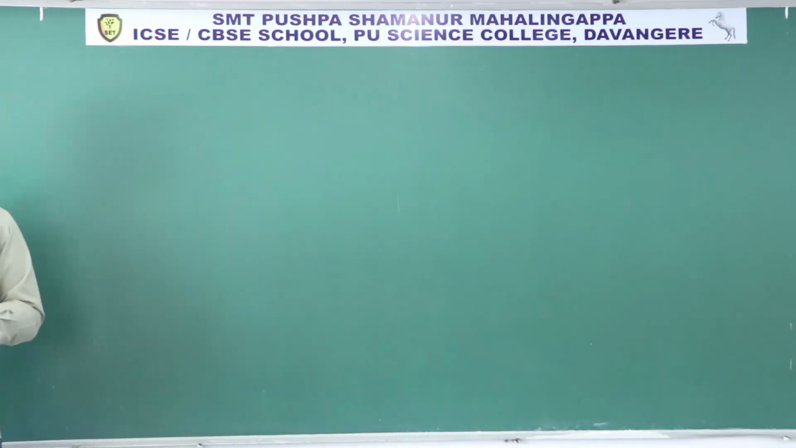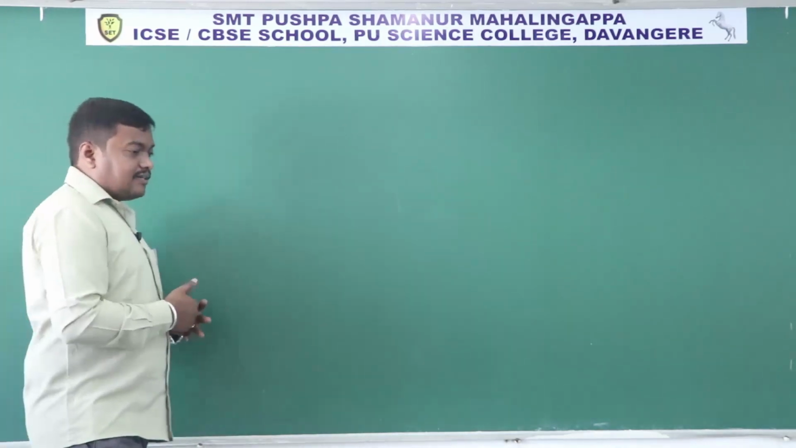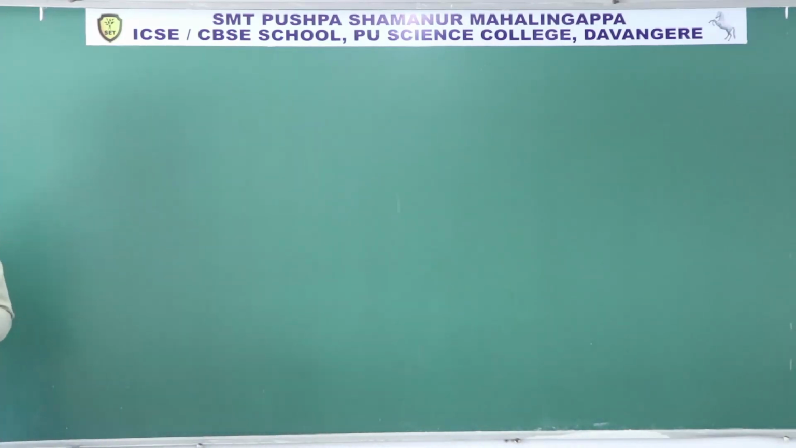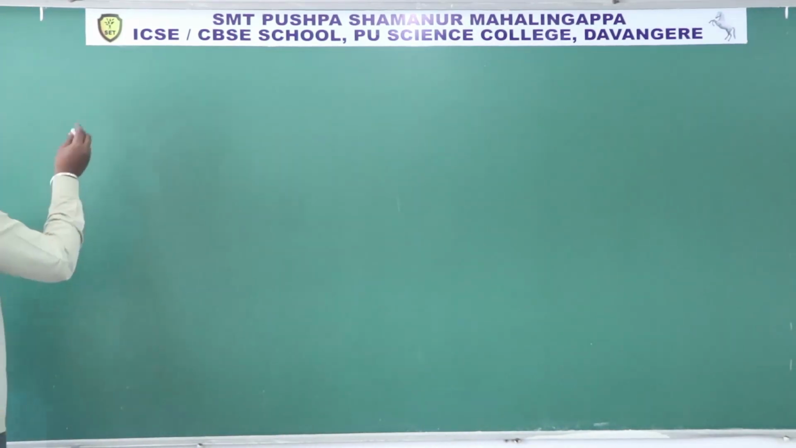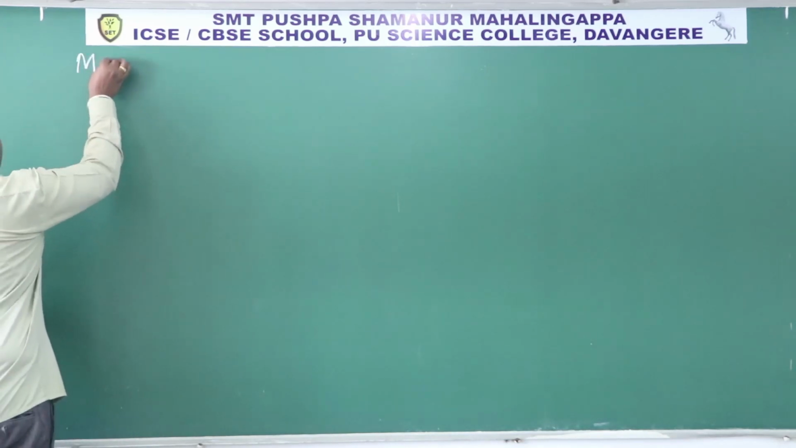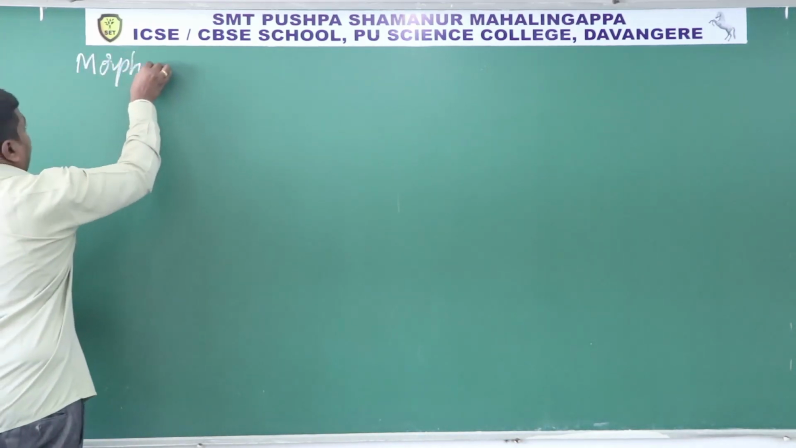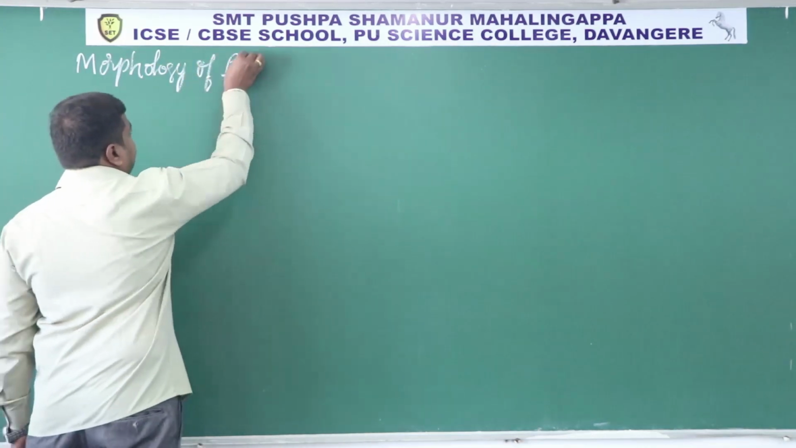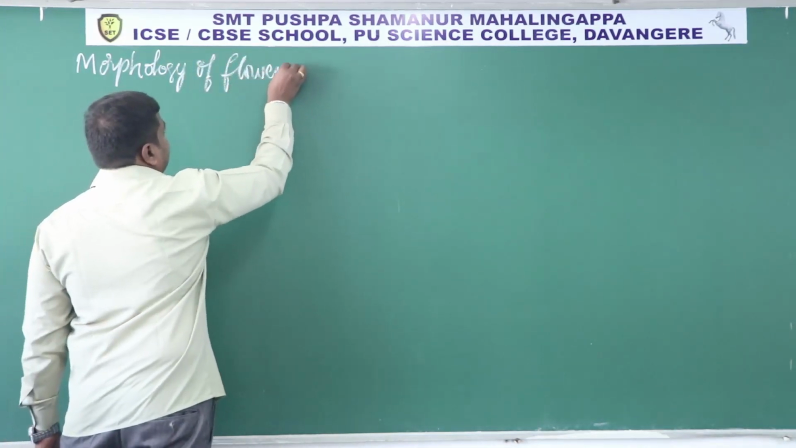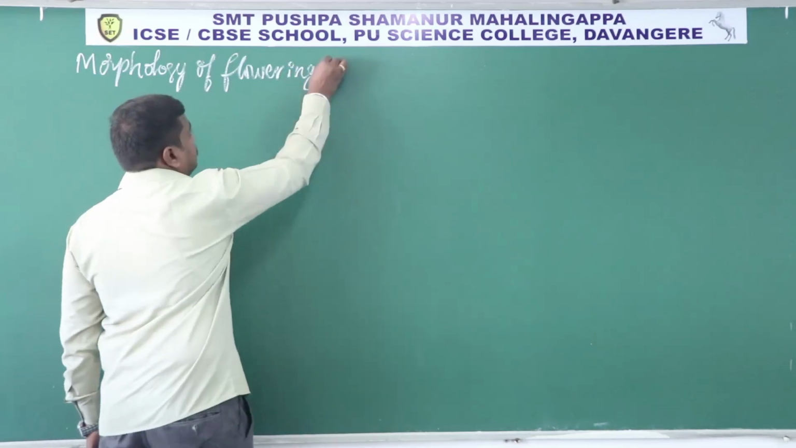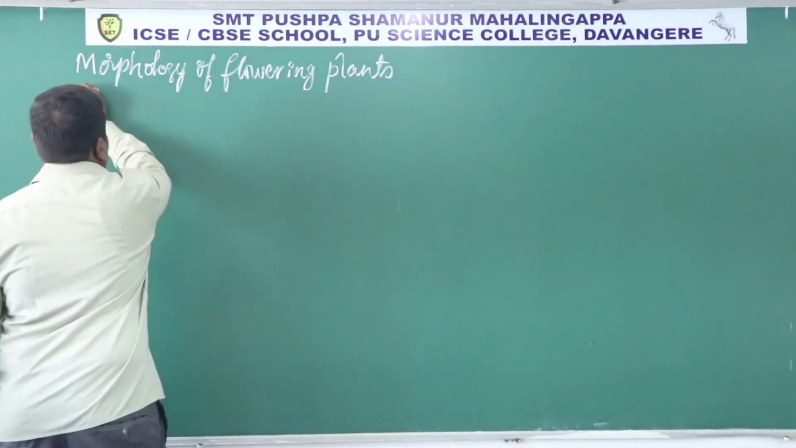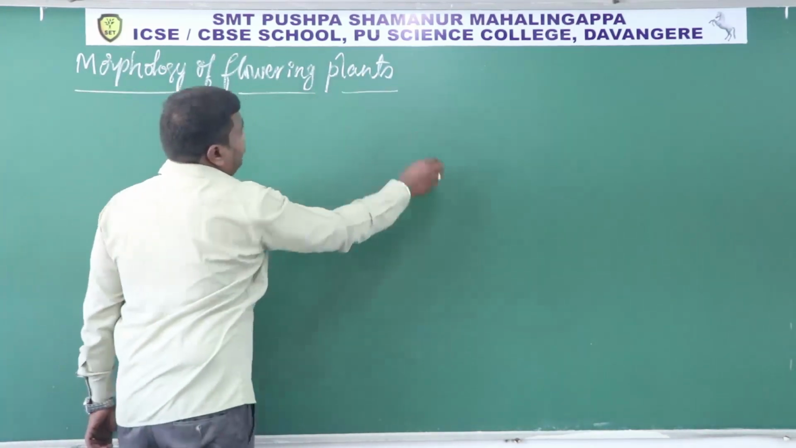Okay. So let us start the new chapter, morphology of flowering plants. Of course, we are dealing with the flowering plants only. So the chapter name is morphology of flowering plants.